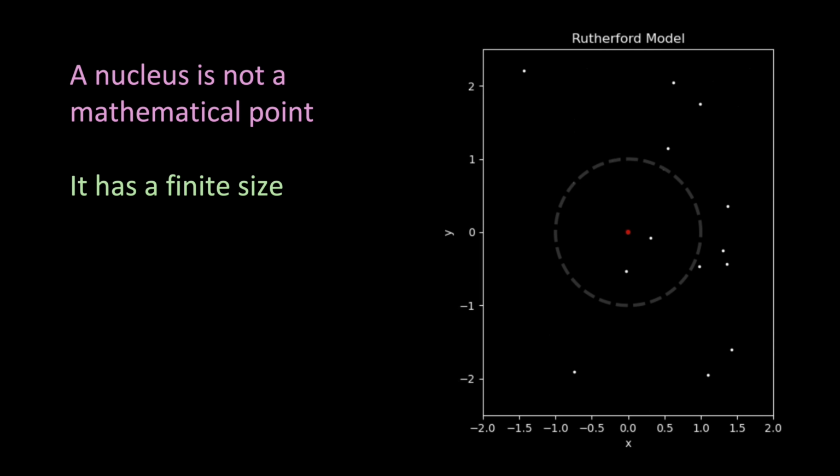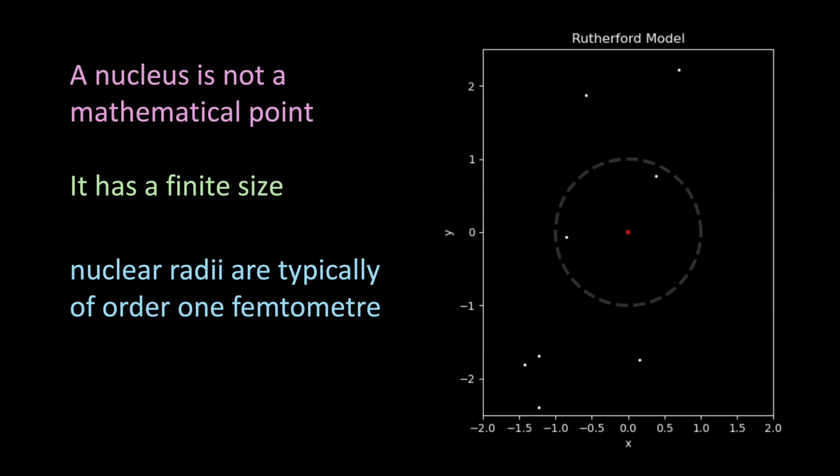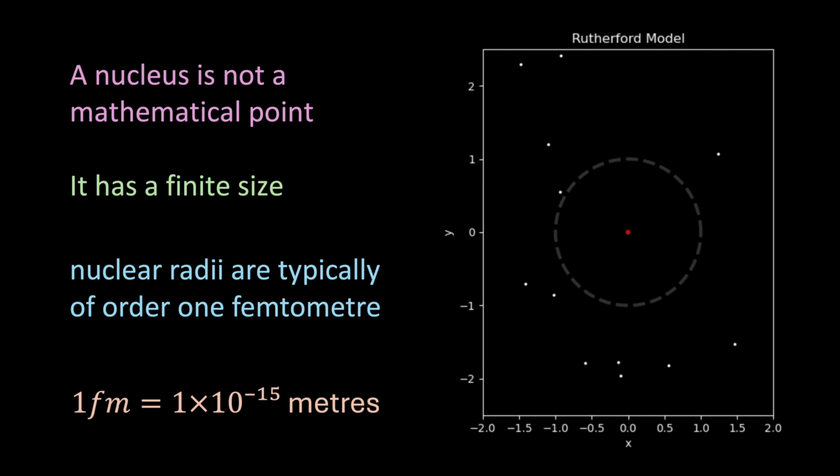The first point to appreciate is that a nucleus is not a mathematical point. It has a finite size. Scattering experiments starting with the famous Rutherford gold foil experiment revealed that the nucleus is incredibly small, typically of order 1 femtometer, where 1 femtometer is 10 to the minus 15 meters.